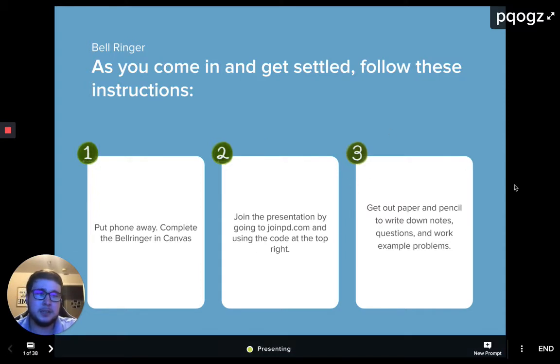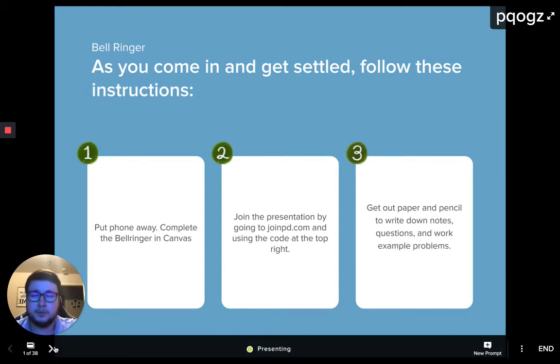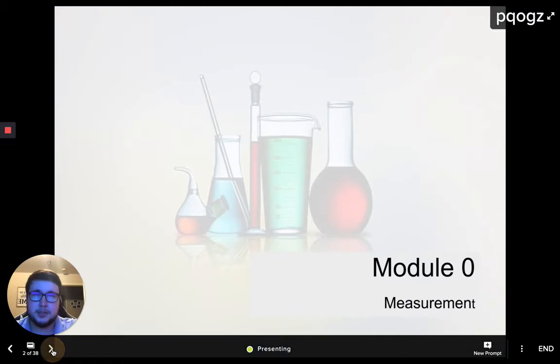And then finally, step 3, make sure you get out paper and pencil to write down notes, questions, and work any example problems that we come across. Okay? So let's go ahead and jump right in.